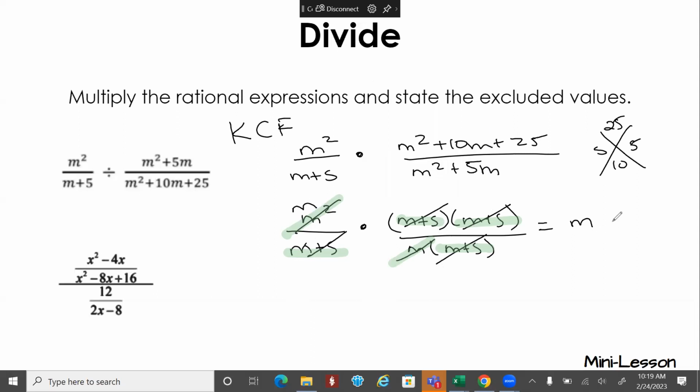Now we're going to state our excluded values. So we're going to say m cannot equal -5 or 0. Wait, can you actually say like what it is?